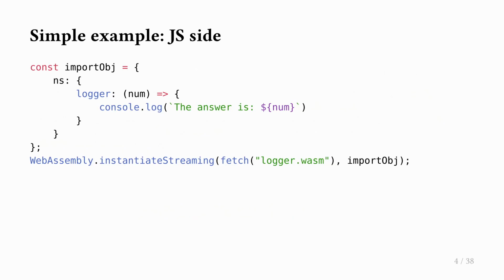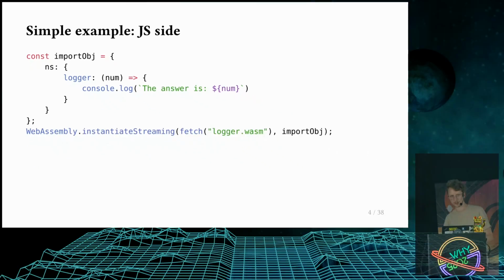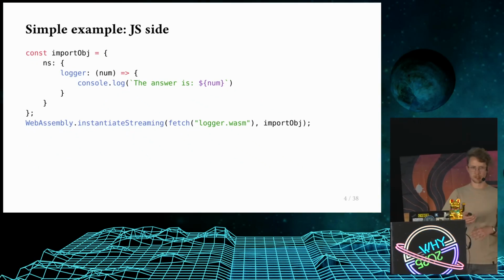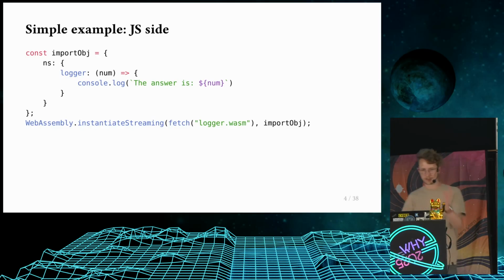So if you're not familiar, here's a super simple example of how this would look using WebAssembly. There's this API, instantiate streaming. It's a variant where you give it the binary, the actual module, and then you give it an object, called the import object, which has these imports that I was talking about. And it's a very specific structure.